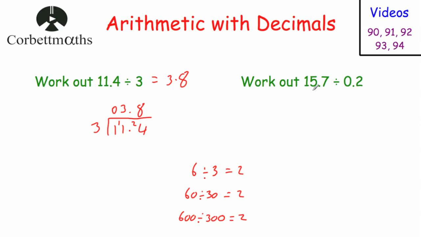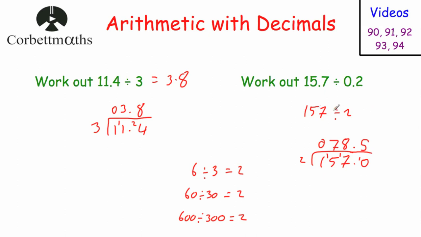So what I'm going to do here is I'm going to multiply both of these numbers by 10, so that will give me 157 divided by 2. Now I'm going to work out the answer to this question, and whatever the answer will be the same as the answer to the question we were asked. So we're going to do 157 divided by 2. So the answer will be 78.5.